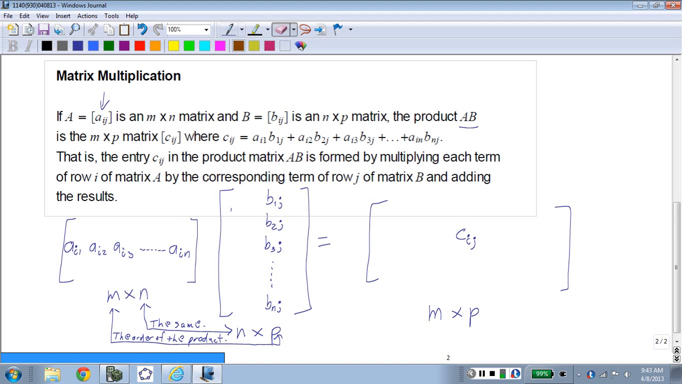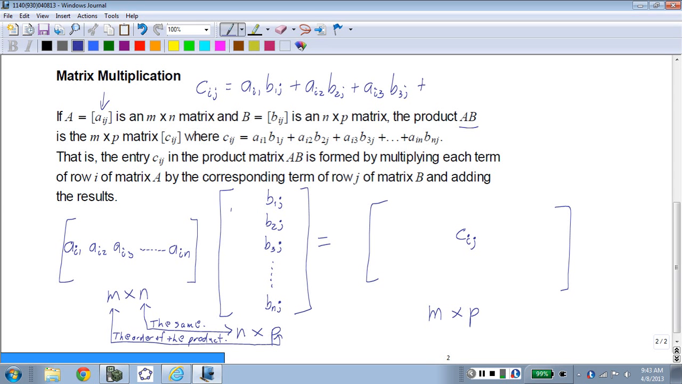we multiply. C sub ij, this one entry right here, we can get by taking A sub i1 and multiplying by B sub 1j. Then we take A sub i2 and multiply by B sub 2j. Then we take A sub i3 and multiply by B sub 3j.